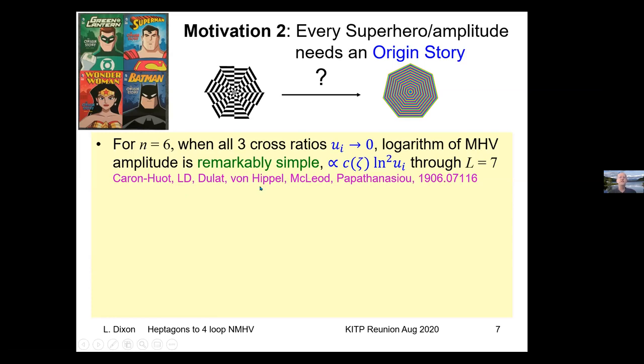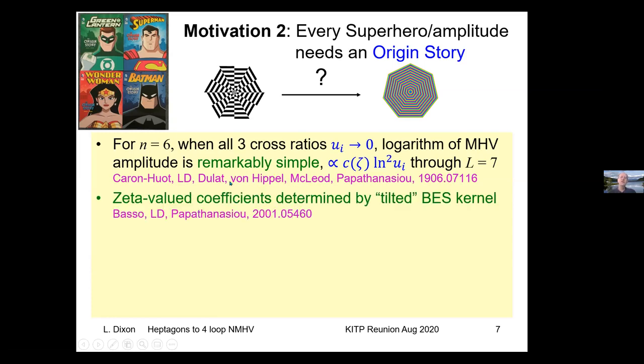Well, this was all discovered in a paper, actually this is probably the wrong paper, probably the March paper from 2019. Anyway, the zeta valued coefficients, these C of zetas here, in work in January with Benjamin and Yorgos, we figured out that we could predict all of these zeta values using a tilted version of the celebrated Beisert, Eden, and Staudacher kernel for the cusp anomalous dimension. So that kernel can be twisted or tilted a little bit, and it gives all these patterns of zetas.